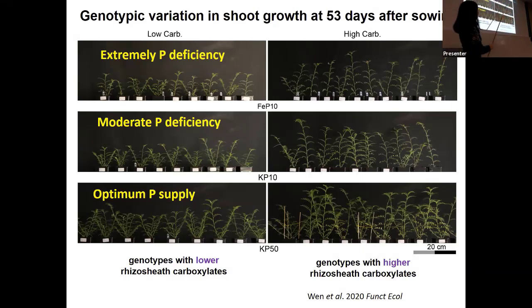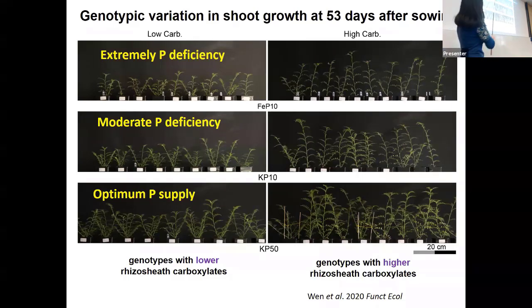So you can see the genotypes with high carboxylates often had taller plants compared with genotypes with low carboxylates. And that's extremely low P, that's moderately low P. Under both low P environments, those genotypes with high carboxylates had fewer branches compared with here. But under high phosphorus, there is no such difference. The genotypes with high carboxylates also got plenty of branches.